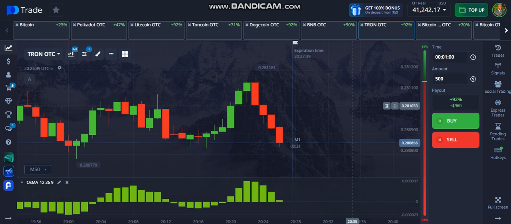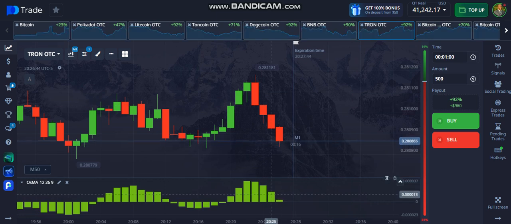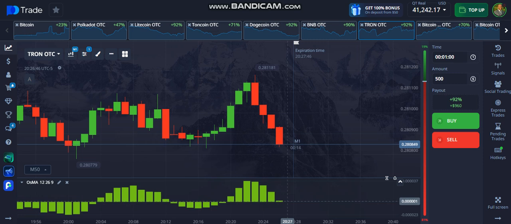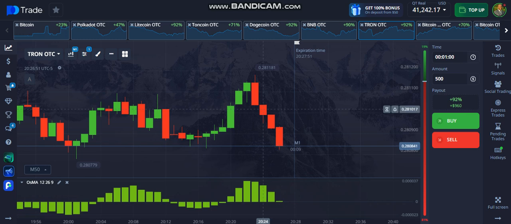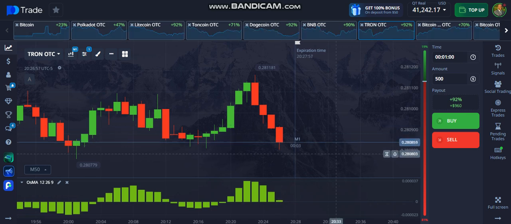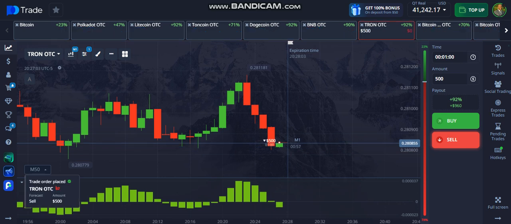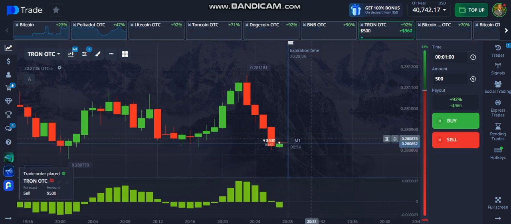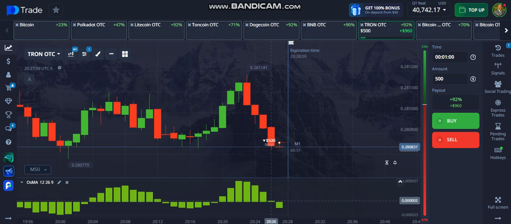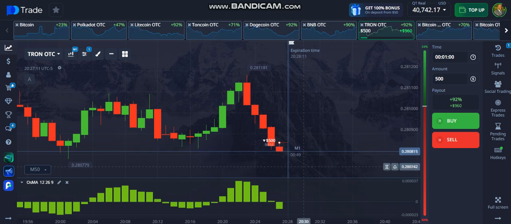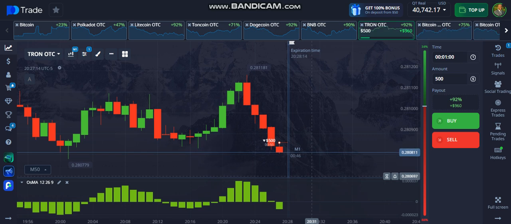Okay, so I'm on Tron crypto right now. And the idea is we want the histogram line to be close to the zero line here. It's approaching the zero line. We have a strong bearish direction, so I'm going to wait for this candle. As long as this candle closes in the red, we're going to take a sell trade. So, okay, right there. See that? I just took the trade. I just took a sell trade and in the direction of the trend here. So let's monitor this trade.